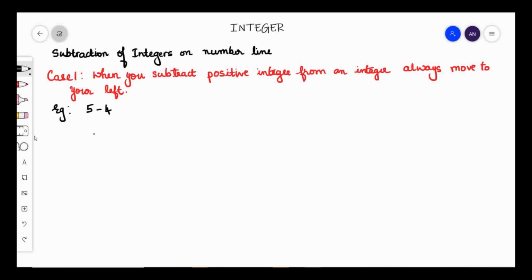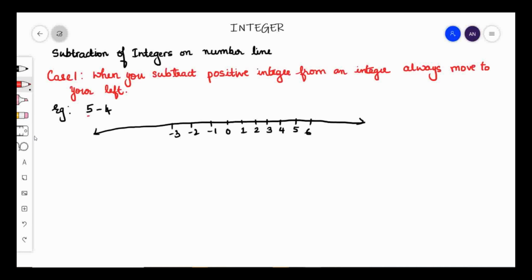Okay, so let me draw a number line. This has to be straight. 0, 1, 2, 3, 4, 5, 6. Okay, some negative integers too. Now first you have to represent 5. So from 0 first go to 5. 5 is a positive integer, so it will be to the right of 0. So this is plus 5.